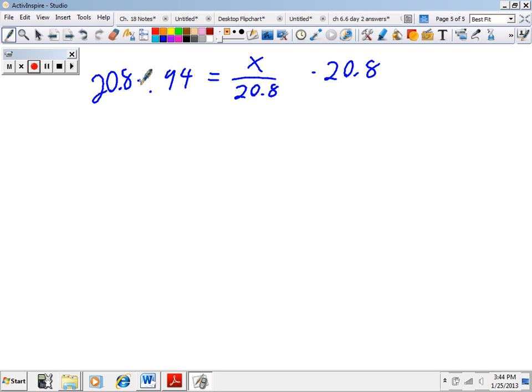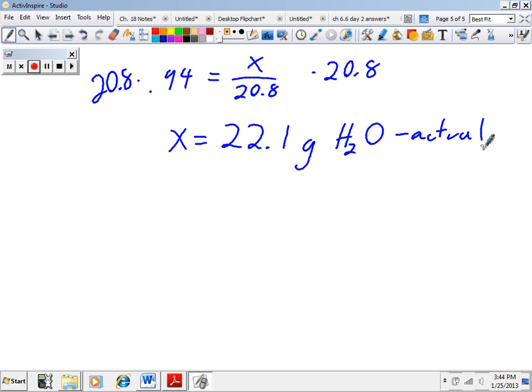And throwing that into the calculator, we end up with 22.1 grams of H2O is what we actually measured in the lab being produced. Double check to make sure it makes sense. Let's see here. Well, our theoretical yield, again, was 20.8. That does not make sense. 22.1. Back up.